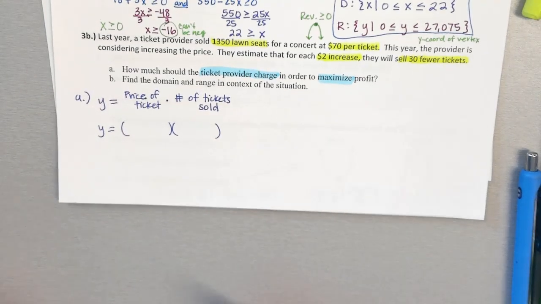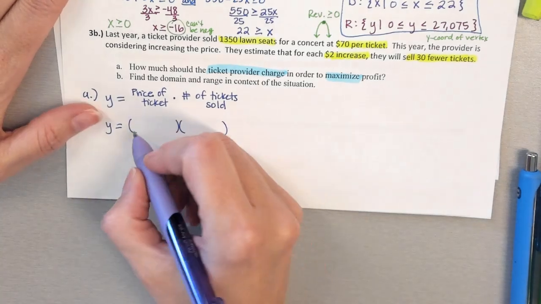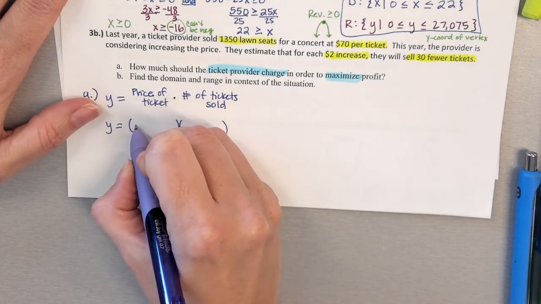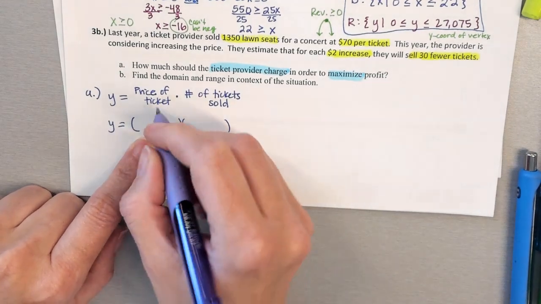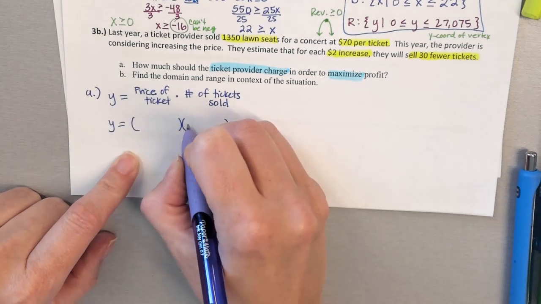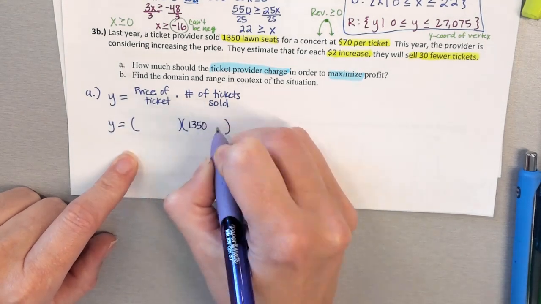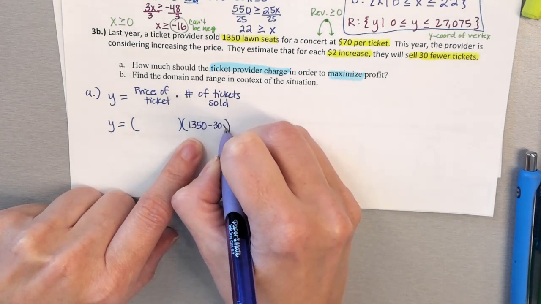All right, and then Maya, can you tell me what you guys got for the price of the ticket? Oh, just setting up. Okay, what does 1350 minus 30x... that'll be for the number of tickets sold. So the number of tickets sold is the 1350 minus the 30 decrease.